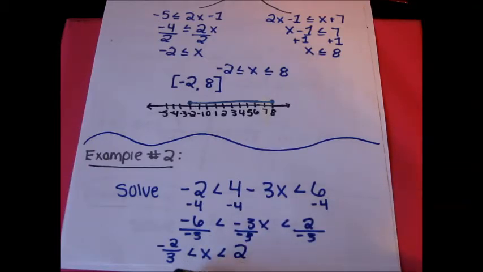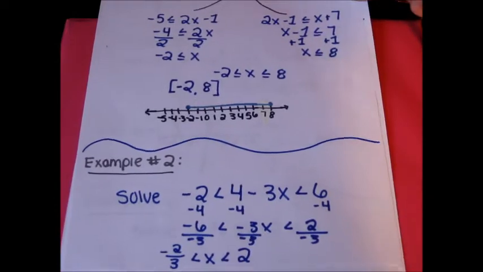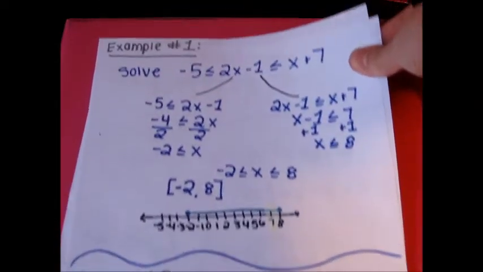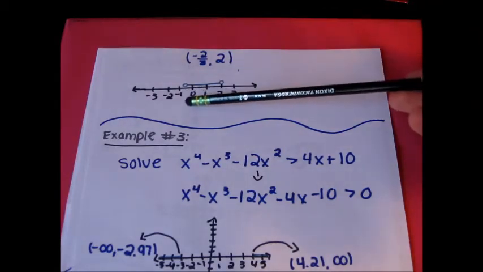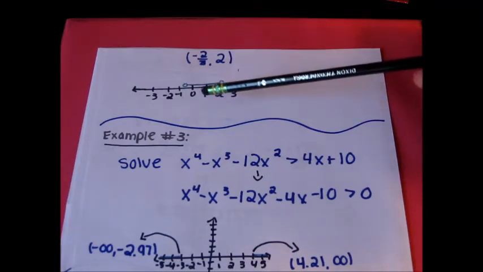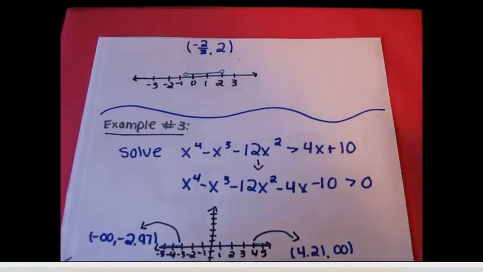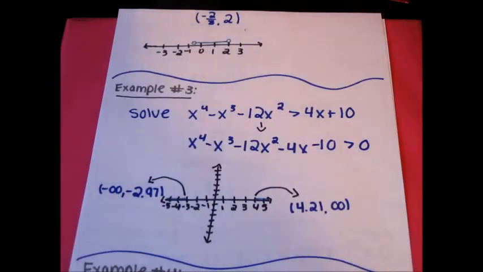So you'll end up with negative 2 over 3 is less than x is less than 2. Since the inequality symbols do not have the equal to sign under them, we know it's going to be an open graph. So you would write it in parentheses like this, negative 2 over 3, comma 2. And the graph would simply look like this. It's open at negative 2 over 3 and continues until it hits 2, where it's open again. At example number 3, this one is definitely more complex than the other ones.